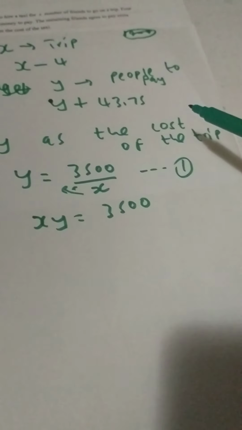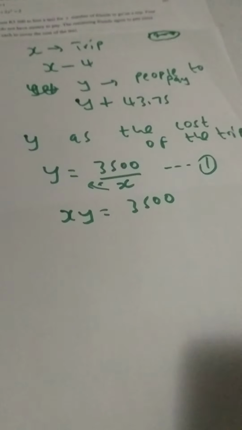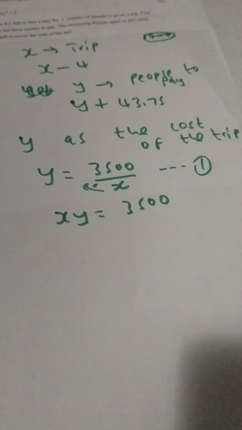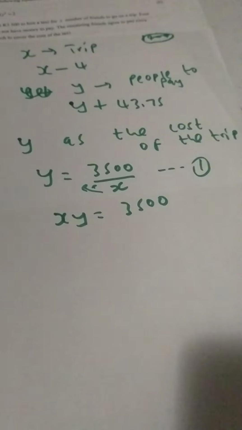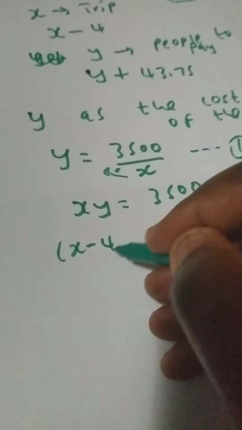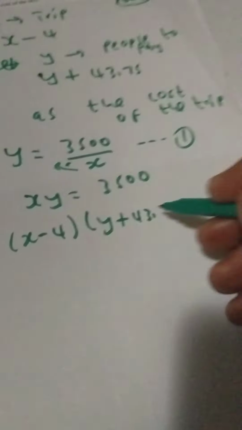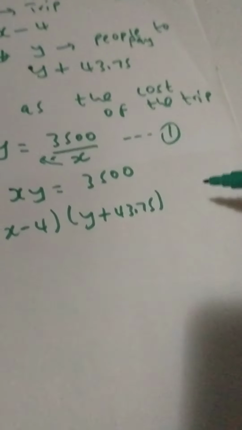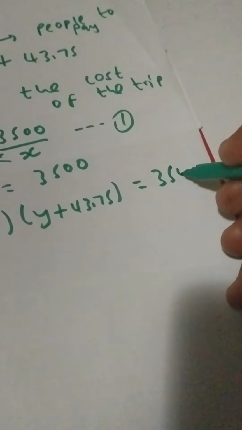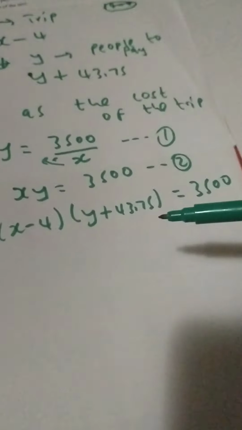But at the same time, how does that make a difference? Remember, X minus 4 are those who are not going on the trip, and the other ones are the rest. Whenever I see X, I'm going to put X minus 4, and when I see Y, I'm going to put Y plus 43.75, based on the expression I got before. So this whole thing, XY, will be equal to 3,500. Let's make this number 2. I'm putting whatever I found at the beginning into number 2, just to simplify and see how far I'll get with it.